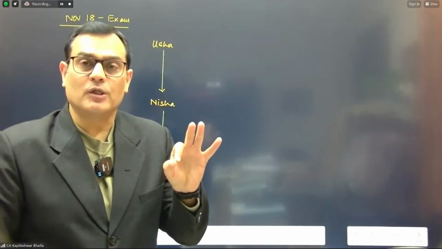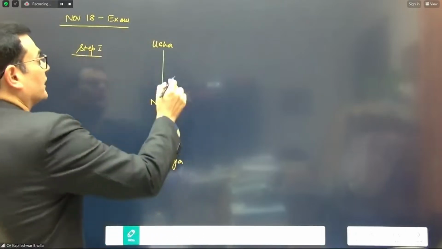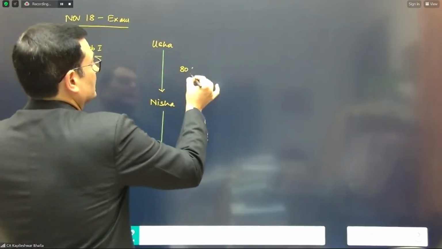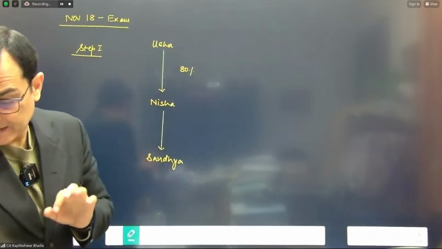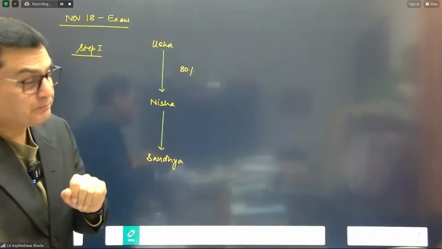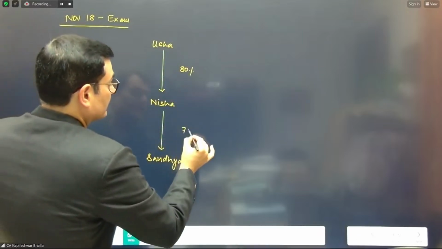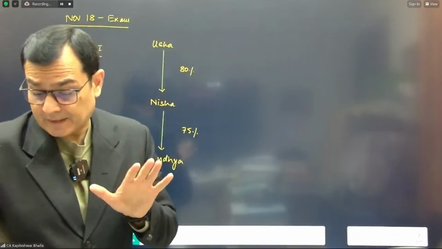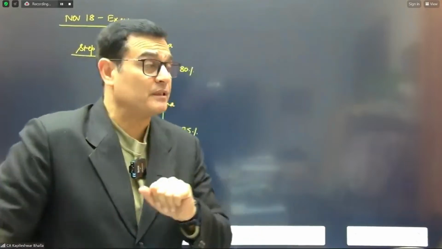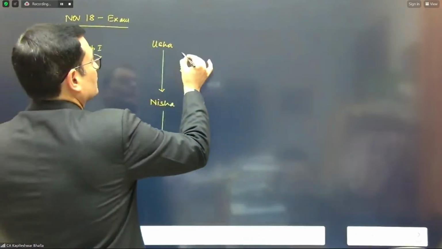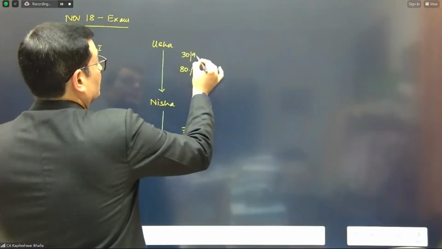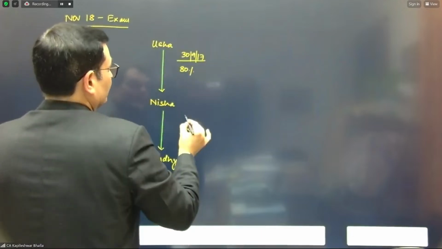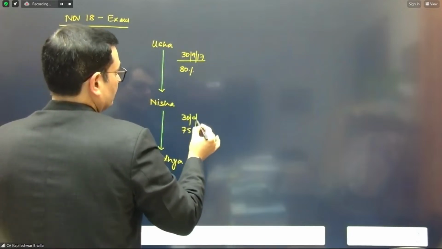Usha has got 80% shares in Nisha, so Usha has an 80% stake. And Nisha has got 75% shares in Sandhya, so that comes to 75%. And that's it, nothing else is given. Both these shares are acquired on 30th September 17. So my date of acquisition is 30th September 17.